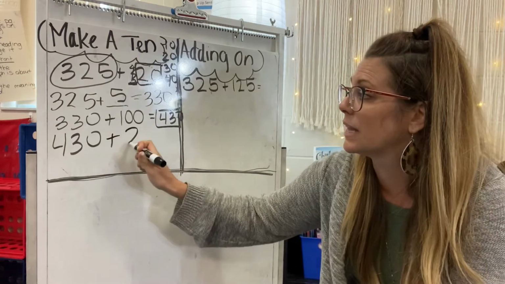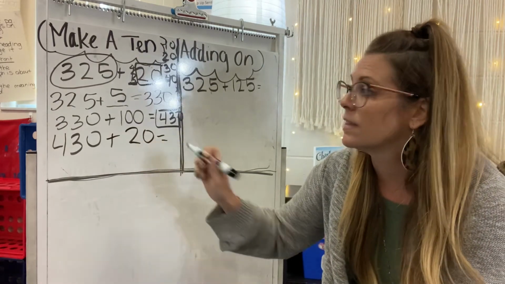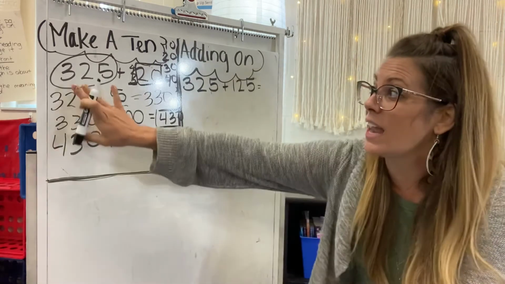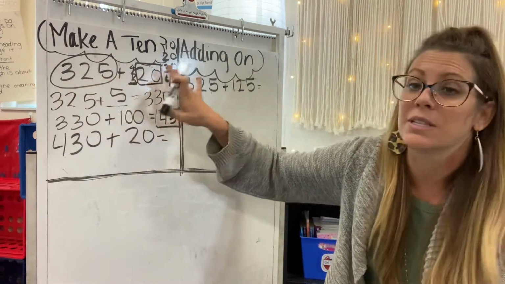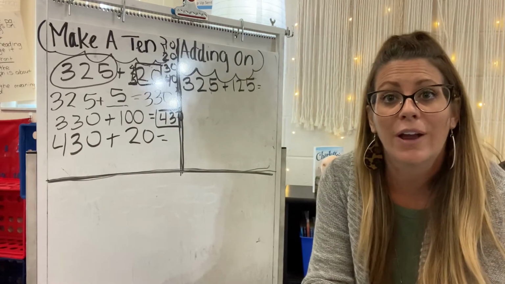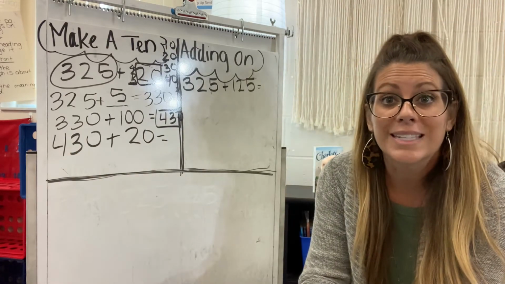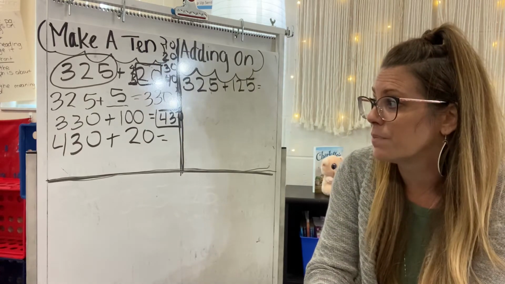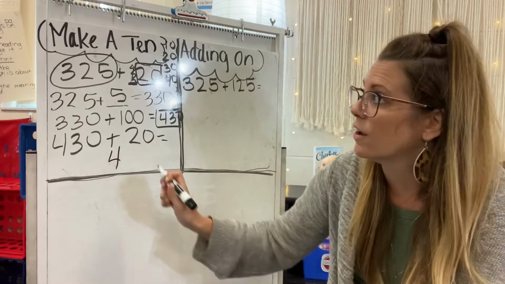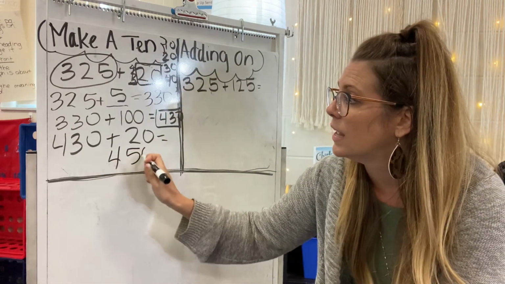430 plus 20 equals what? That should be easier than adding 325 plus 125. You should be able to add this pretty quickly in your head or stack it, whatever works for you. But when you are done, you should get 450.